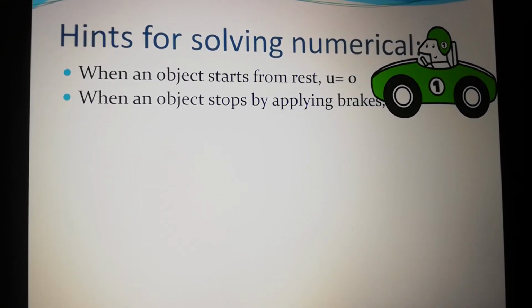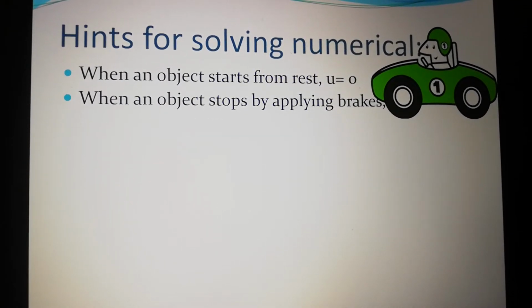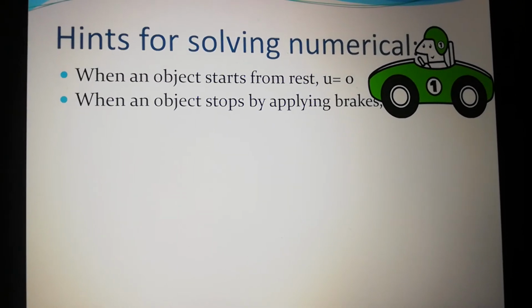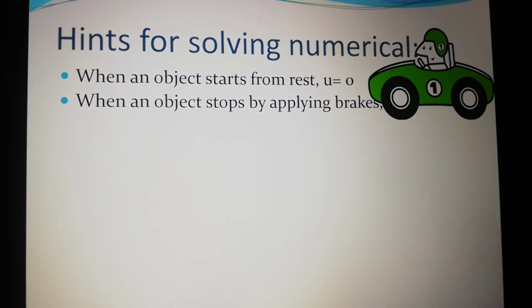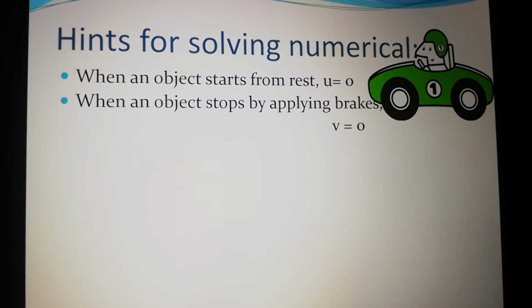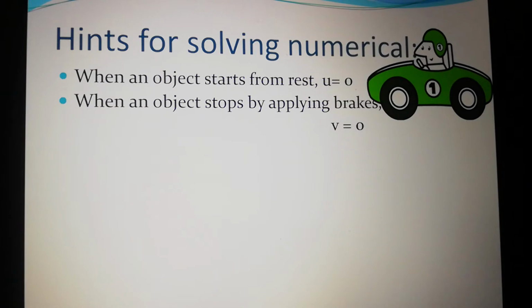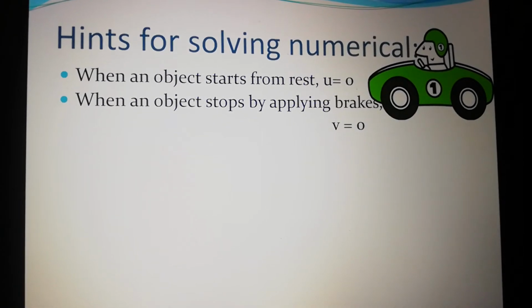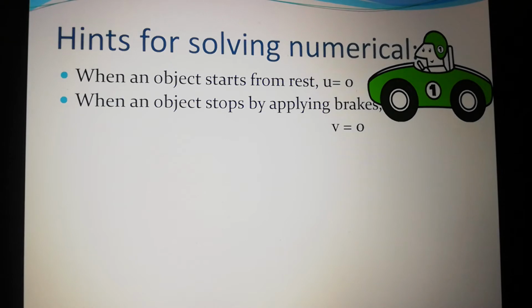Okay? Next, when an object stops by applying brakes, for example, a bus traveling at a speed of 60 km per hour, the driver applies brakes suddenly as a child came in between the road or anything like that. Then here the initial velocity will be 60 km per hour because the bus is already traveling, and then it stops by applying brakes. So when you are stopping, your final velocity, that is v, will be 0. So this you have to remember.